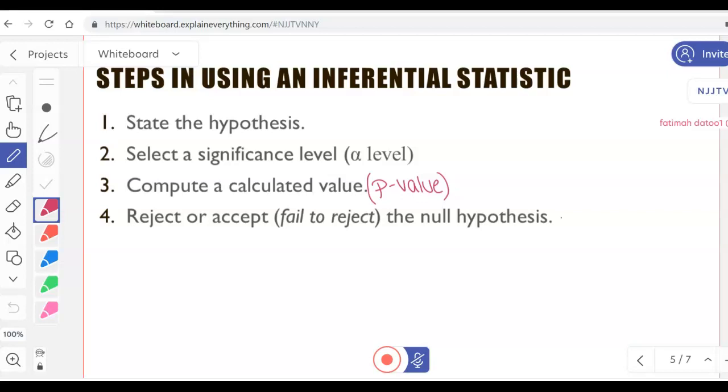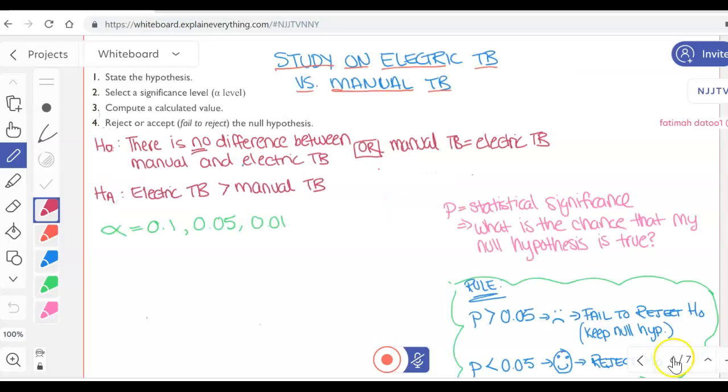So we looked at p-value, and what we're going to do is look at how researchers come up with their p-value and how they decide whether the p-value is good or bad. These are the steps that researchers always do when they do a study. The first step is state the hypothesis. Let's look at what that means.